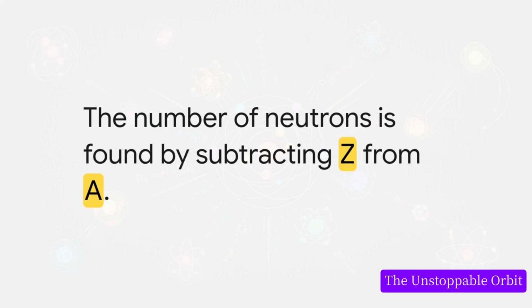You take the total mass number, subtract the protons, and you get exactly how many neutrons are crammed into that little pinhead. And knowing that number, it's not just trivia. It tells us whether an atom just sits there totally stable or if it's radioactive and potentially dangerous. It's vital for identifying exactly what we're dealing with.